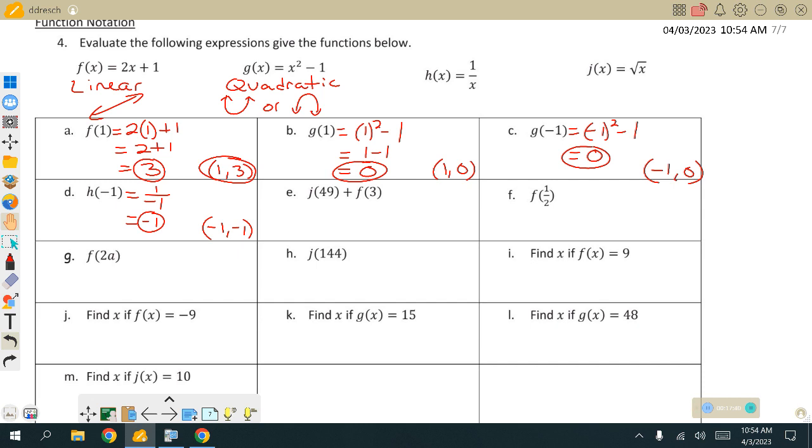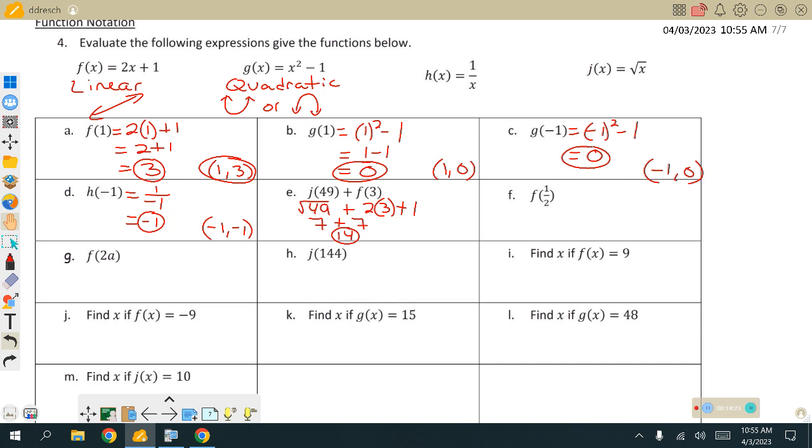J of 49. J of 49 uses the J of x function. Square root of 49 plus f of 3. 2 times 3 plus 1. Do your order of operations. What's the J of 49 give me? 2 times 3 plus 1. And what's 7 plus 7? That's it. Now, you don't necessarily create an ordered pair here because you get two different functions happening. You just add them together. But don't overthink that. You're all smart enough. Add them together and we get 14.